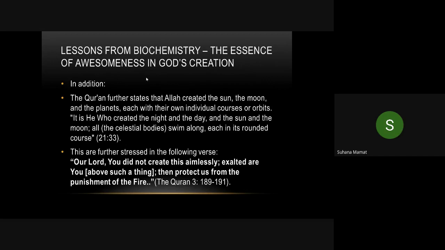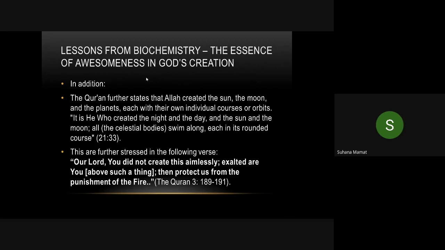So in addition, the Quran further states that Allah created the sun, the moon, and the planets, each with their own individual courses or orbits. It is He who created the night and the day and the sun and the moon. All the celestial bodies swim along, each in its rounded course.